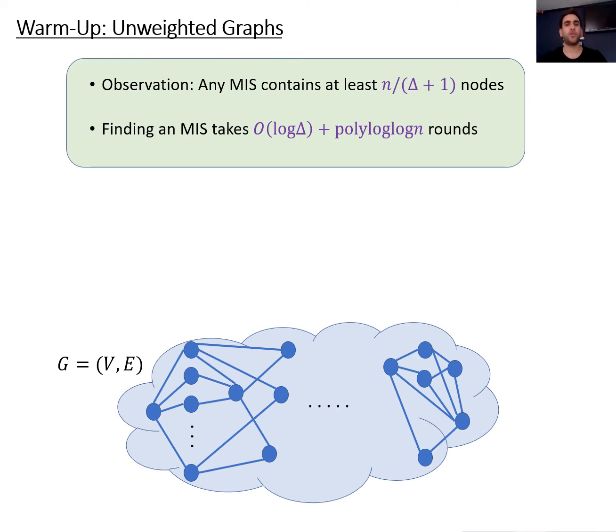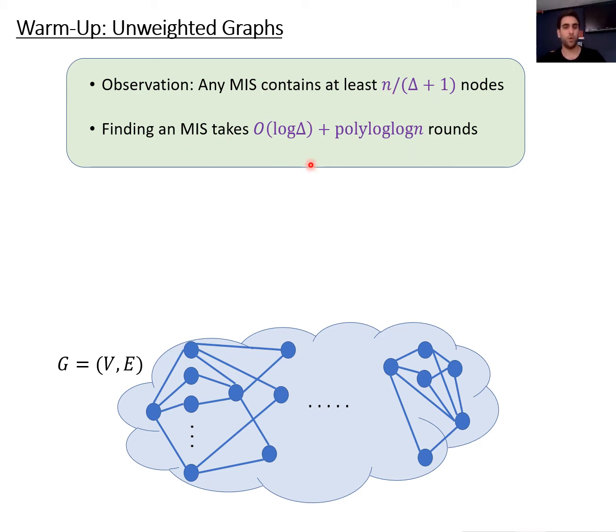So the first observation to make in unweighted graphs is that any maximal independent set contains at least n over delta plus 1 nodes. So by just finding a maximal independent set, we already find a delta plus 1 approximation for maximum independent set in unweighted graphs. And what is the runtime of finding a maximal independent set? It's O of log delta plus poly log n.